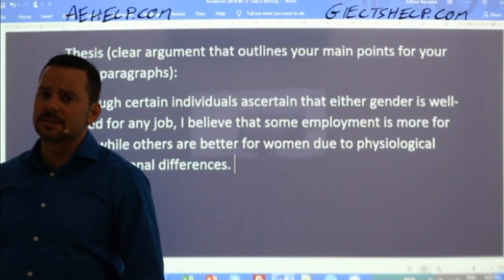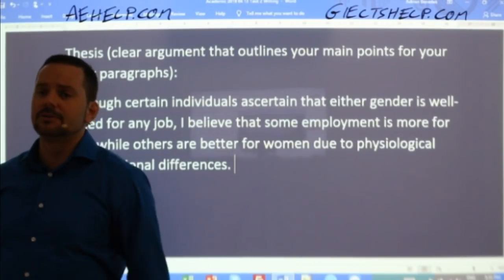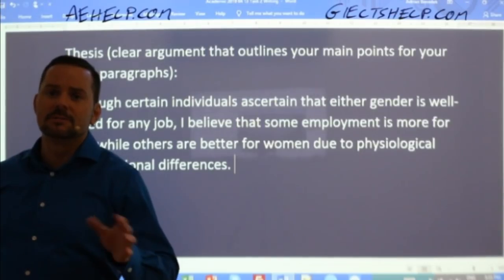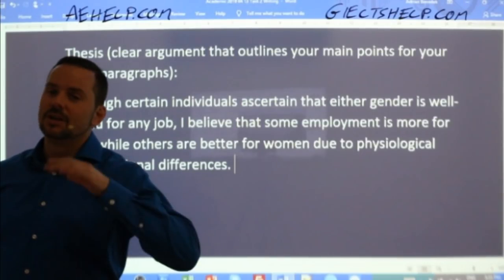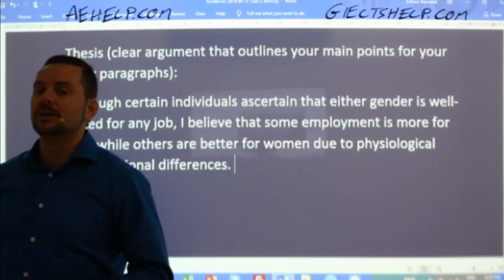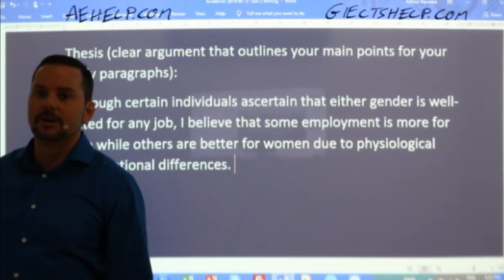You don't need the second part, Paula. Just put a period after women. As both females and males have different hormones and skills, too much information, okay? TMI. So keep that out, Paula, all right?